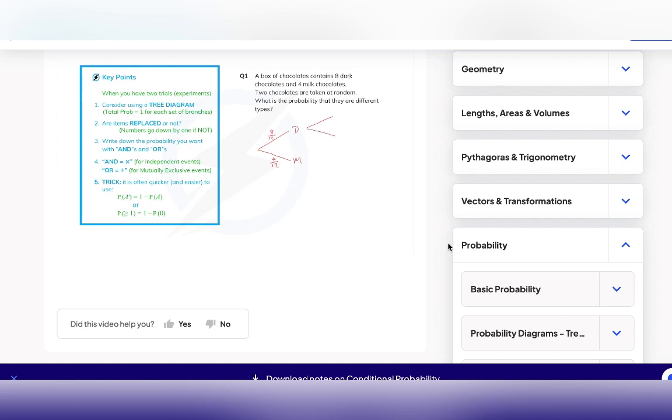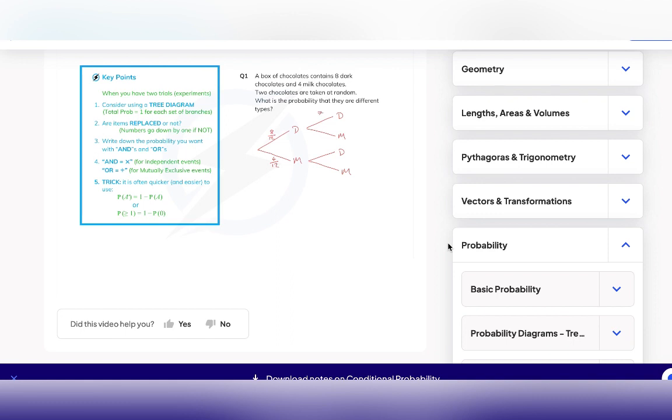So if it's dark first, it can either be dark or milk second. And if it's milk first, it can still also be dark or milk second. And now, because we're without replacement, we need to be careful with the probabilities. So how many dark chocolates are left if we've already taken a dark chocolate out? Well, the answer to that is 7.